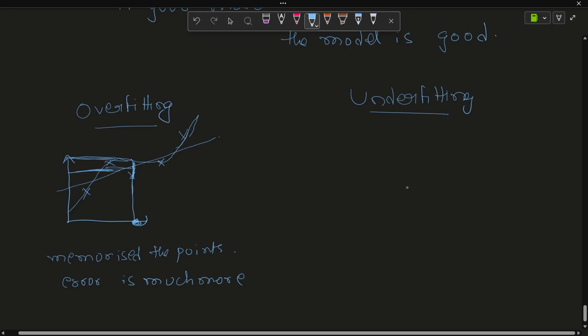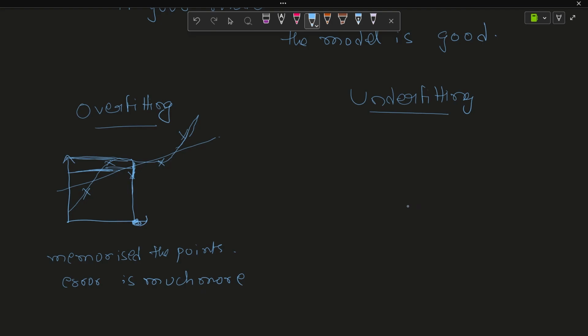In underfitting, the model is not trained properly. We didn't find the values of W and bias properly, weight and bias, or slope and intercept, whatever you call it. The model isn't trained properly. You can call that underfitting. So you understood the brief introduction of overfitting and underfitting. We will be talking about more in the upcoming videos.